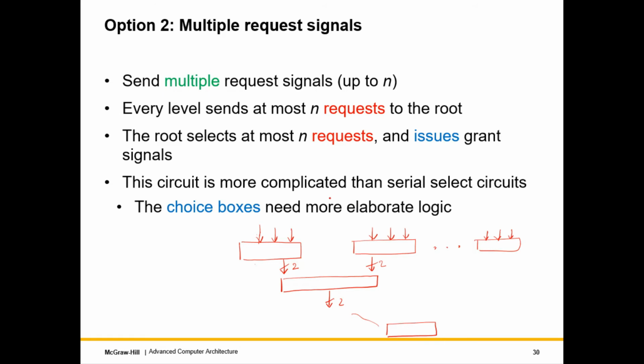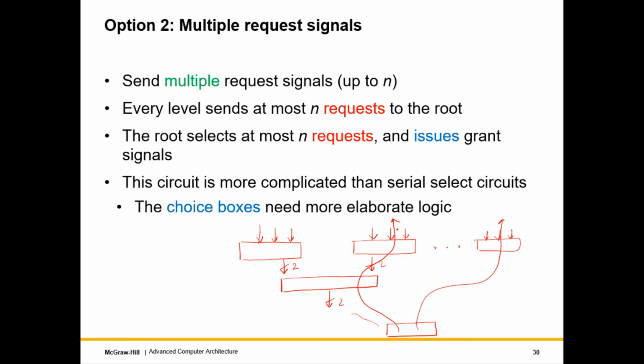So what I say is that we can generalize this. Every level sends at most n requests to the root. The root will ultimately select at most n requests and issue grant signals, where one grant signal might go this way, another might go that way, it does not matter. But at the most n requests will be granted. So this in a certain sense is faster than the design shown in the previous slide. No doubt it is faster.